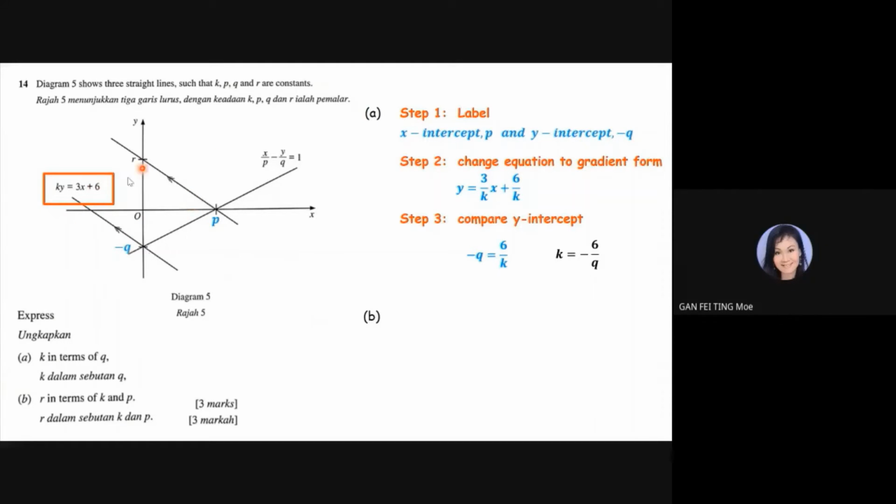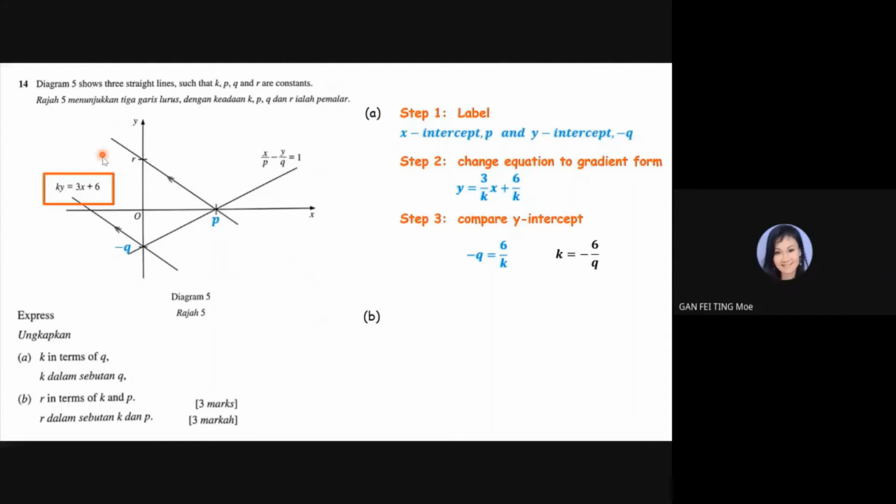Parallel. Okay, parallel is the one that you can see in the diagram, it is explicitly written. What concept should you have when I tell you lines are parallel? Yes, very good. This is same gradient. Okay, Natasha Chia, very good. Same gradient.